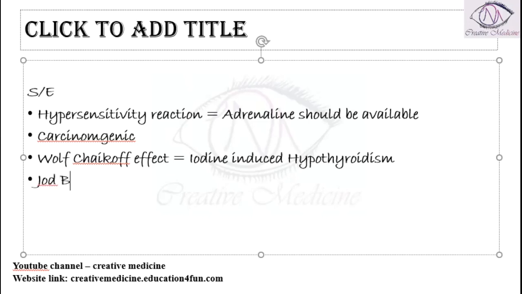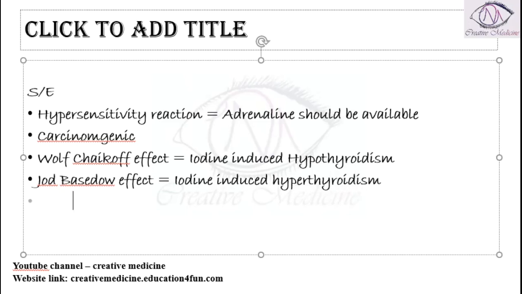It can also result in the Jod-Basedow effect. The Jod-Basedow effect occurs because of the usage of radioactive iodine. If the patient develops hyperthyroidism, then it is the Jod-Basedow effect. It can also result in irreversible hypothyroidism. It can cause sialadenitis also in the patient. So these are the side effects of radioactive iodine.